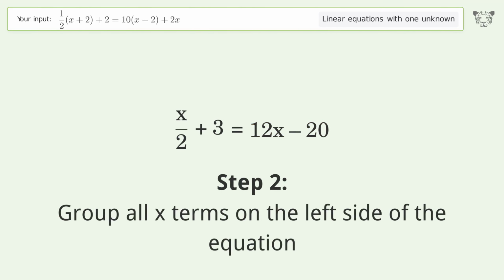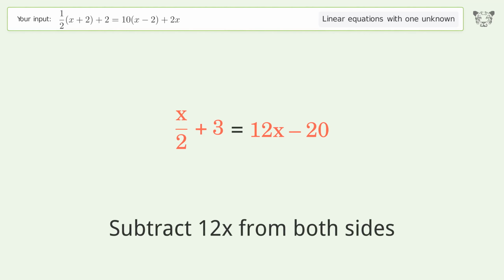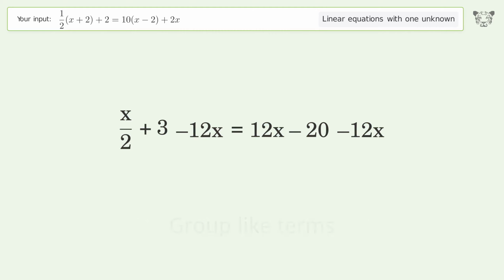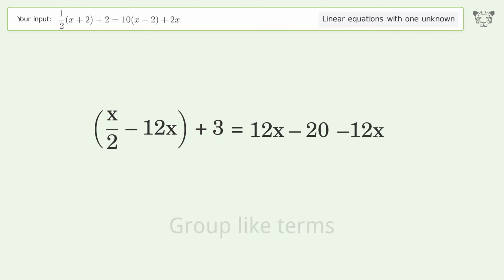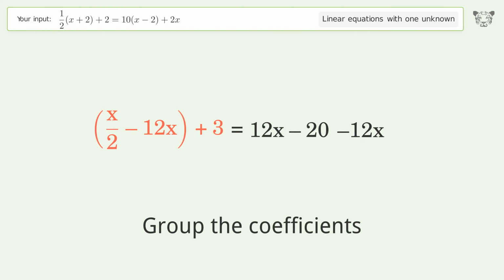Group all x terms on the left side of the equation. Subtract 12x from both sides. Group like terms. Group the coefficients.